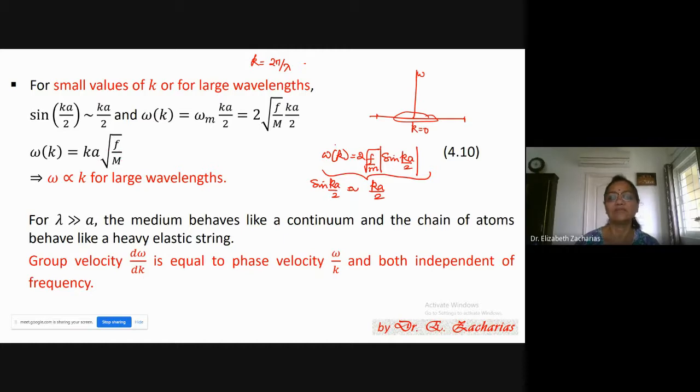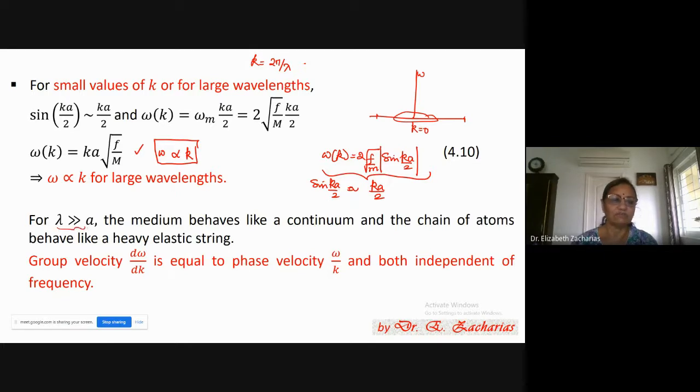2 and 2 will get cancelled out. So you'll get k into a into under root of f by m. Or you're seeing that omega is directly proportional to k. Omega is directly proportional to k when the k value is small, or when you are in the middle of the Brillouin zone. Middle of the Brillouin zone also means large wavelengths.